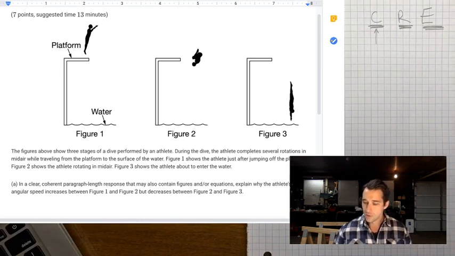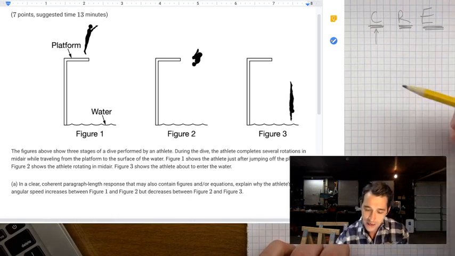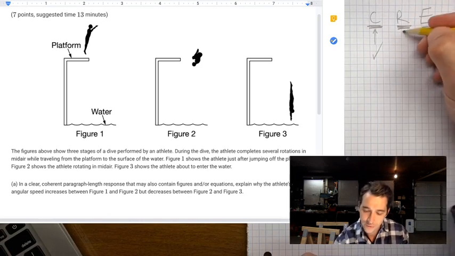They're saying, explain why angular speed increases between figure 1 and 2, but decreases between figures 2 and 3. So my first sentence of my paragraph will be, the diver's angular speed increases between figures 1 and 2 and decreases between figures 2 and 3. I'm literally rephrasing their question as a sentence. Okay, so check. We've made a claim. We're saying that they have increased their angular speed and then decreased their angular speed. That's a claim. Now, we need a reason for that.